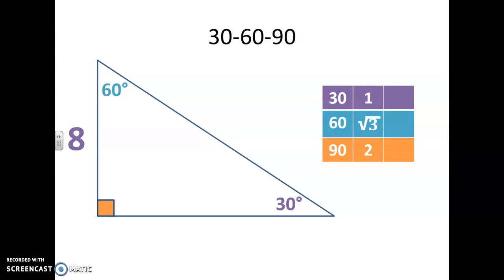Okay, so you label the sides x and y. Now fill in the chart. Okay, so the side opposite the 30 is 8. The side opposite the 60 is x. And the side opposite the 90 is y. Set up your proportion.